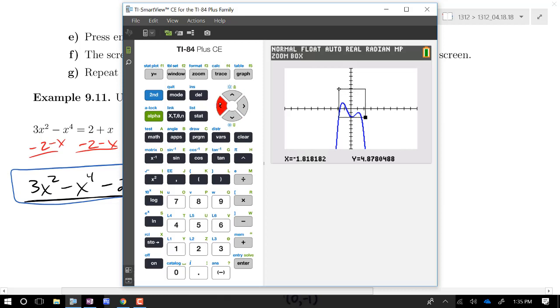I swear that this TI Smart View thing, it's kind of nice, but I think it takes me longer to do things on the app than it does on the actual calculator.